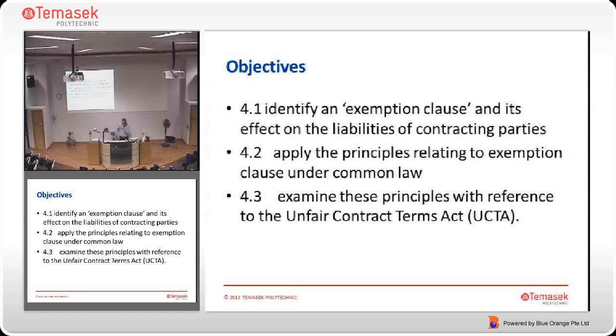You need to be able to identify what is an exemption clause. What does it look like? What elements does it contain? And what is its effect on the liabilities? Because an exemption clause only relates to the liabilities of the contracting parties.